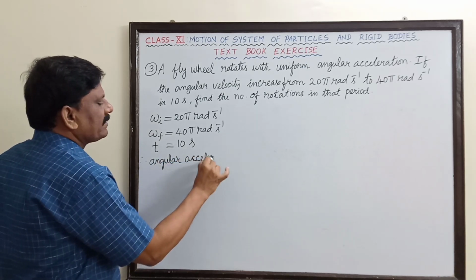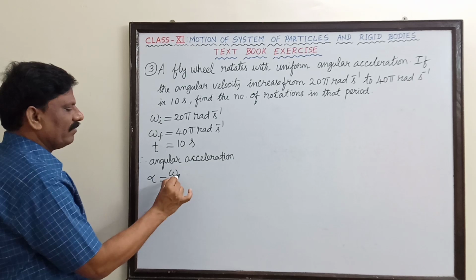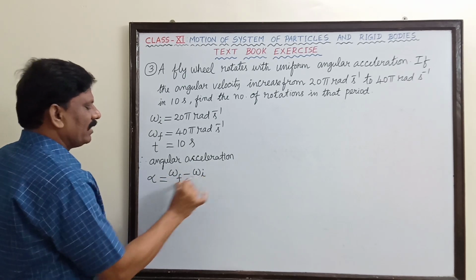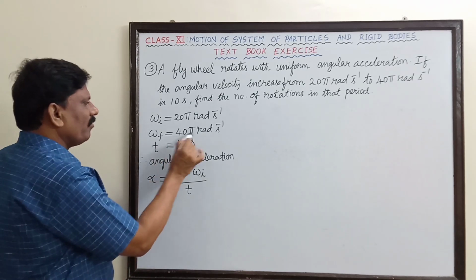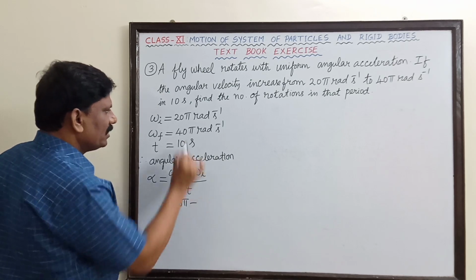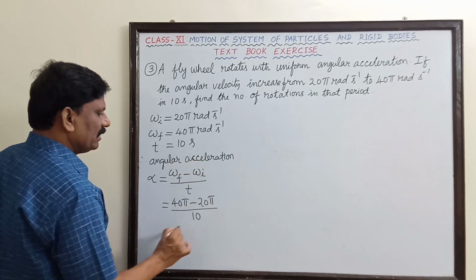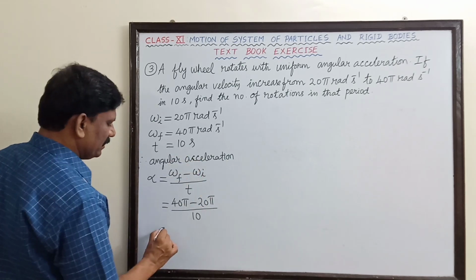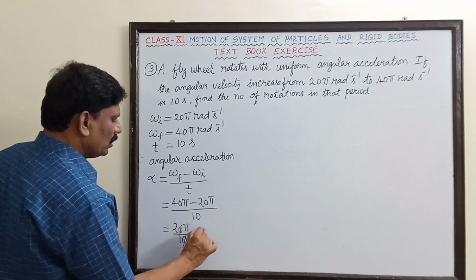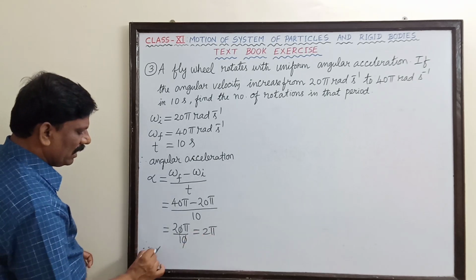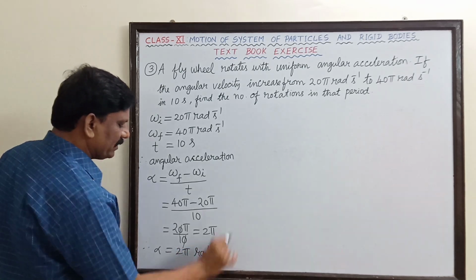So the angular acceleration is denoted by the symbol alpha. So this is final velocity minus initial velocity by time. So this is now equal to 40 pi minus 20 pi whole divided by the time, 10 seconds. So 40 pi minus 20 pi is equal to 20 pi divided by 10, which is 2 pi radian per second. Therefore, alpha is found to be 2 pi radian per second square.